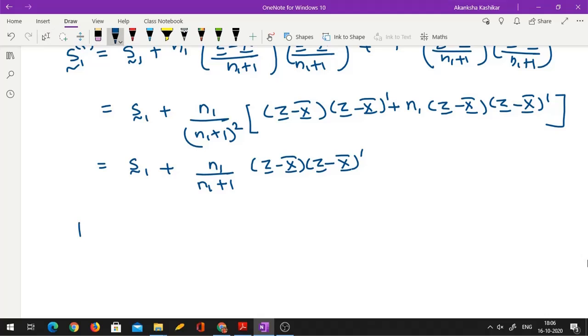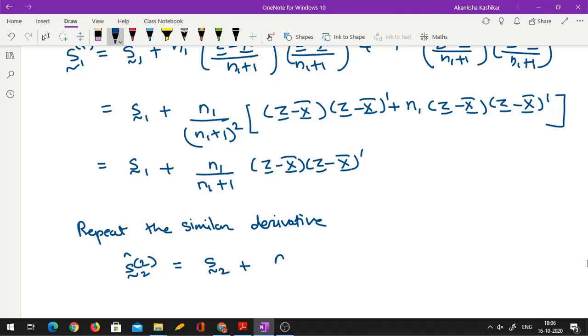We can repeat the similar derivation for the second population, and what we would get is that S22, meaning the estimate of the second population under the second hypothesis, would be the original S2 plus n2 upon n2 plus 1 z minus y bar prime. Okay.